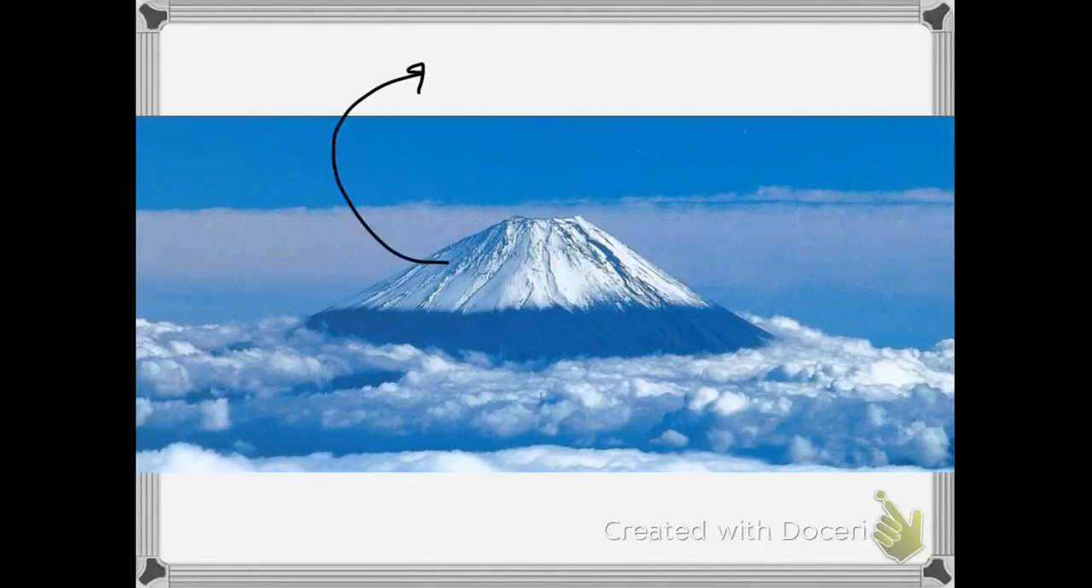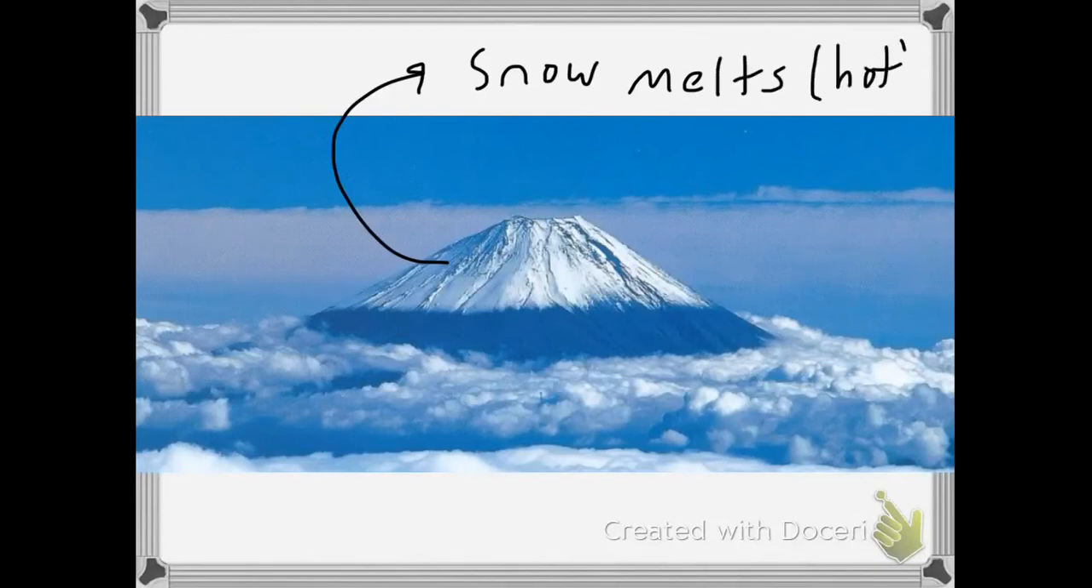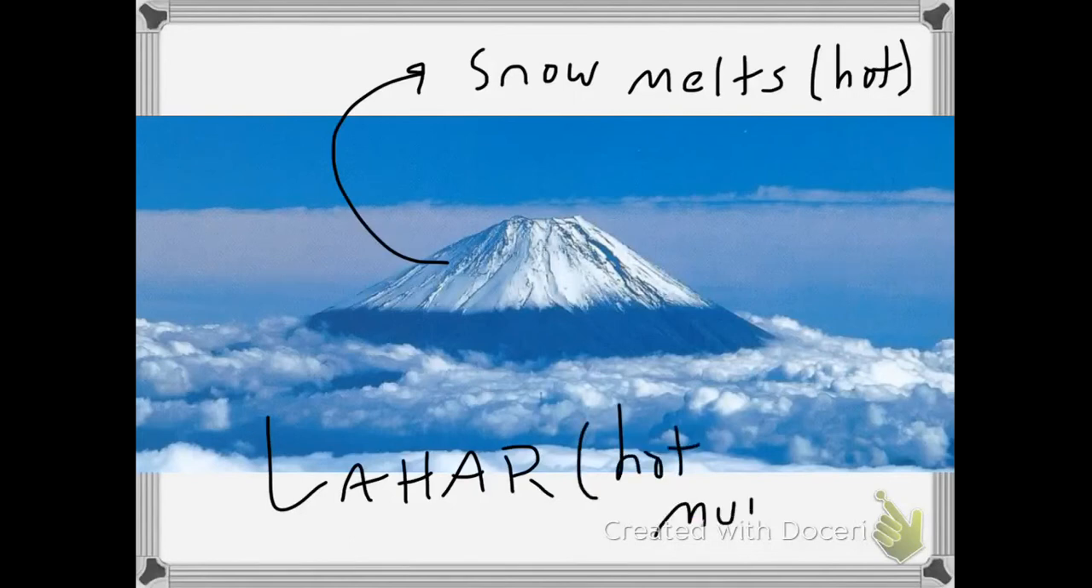Okay, this is Mount Fuji, and what is all that white stuff on Mount Fuji? That is snow, and what is likely to happen to that snow when the volcano erupts? Okay, the snow will melt, and that snow will be hot because the magma is hot, so that will form a lahar, or many lahars, which is basically a hot mud flow.